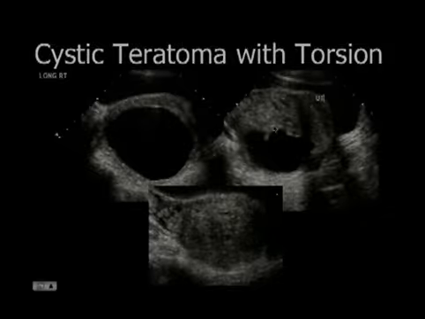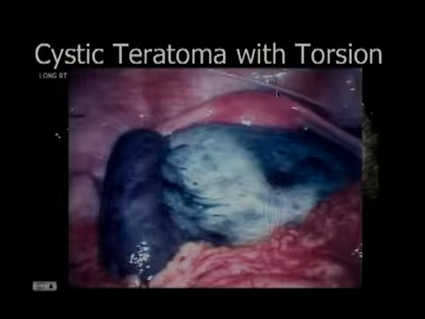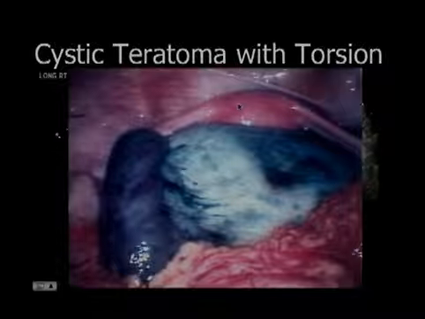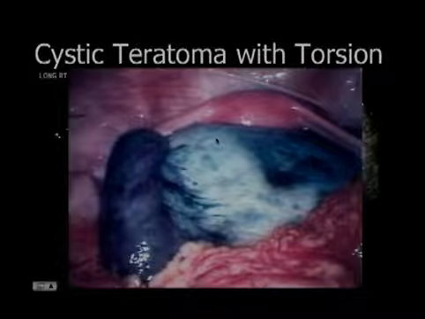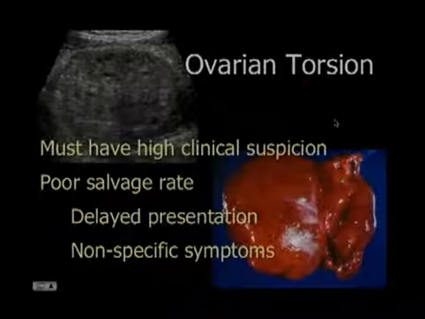This kind of looks like a fimbriated end of a fallopian tube to me. And here's a laparoscopic picture showing the uterus down here with the broad ligaments. Here is the torsed fallopian tube, and here is a large torsed necrotic cystic teratoma in this young girl.